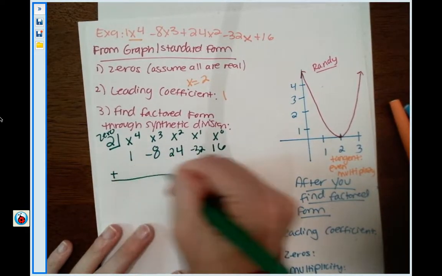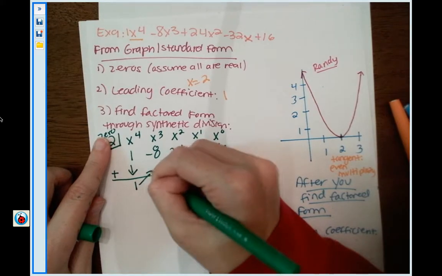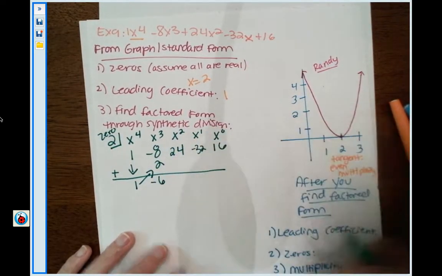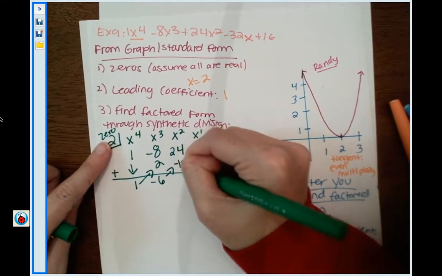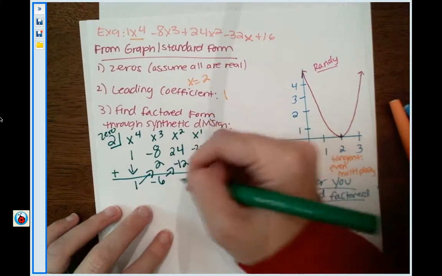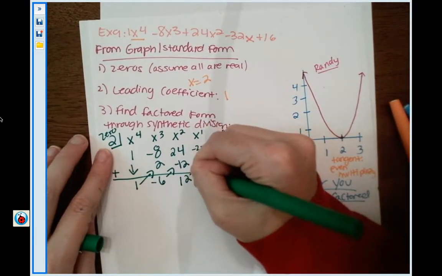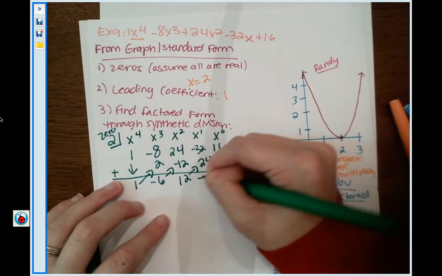Alright guys, let's get this show on the road. Bring down the 1. 1 times 2 is 2. Slide it over. Negative 8 plus 2 is negative 6. Negative 6 times 2 is negative 12. Add down: 24 minus 12 is 12. 12 times 2 is 24. Slide it on over. Negative 32 plus 24 is negative 8.